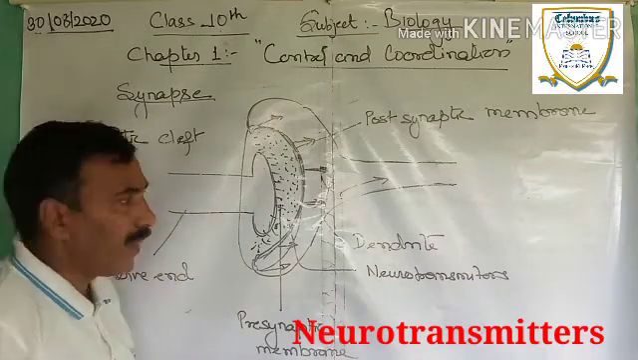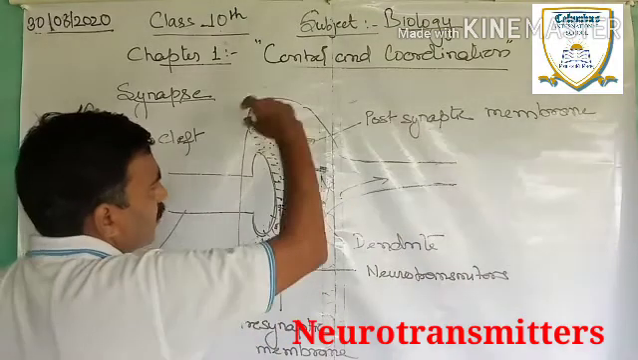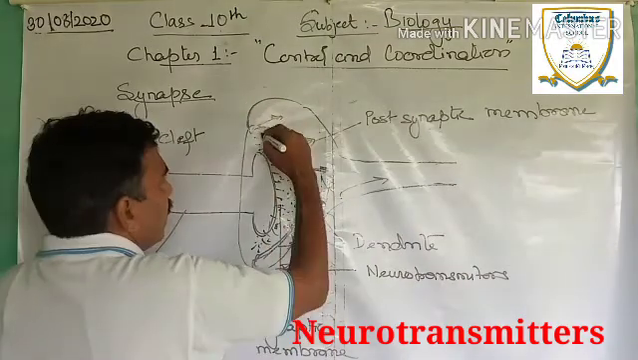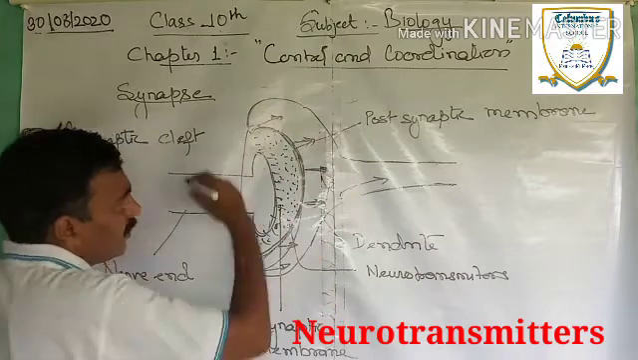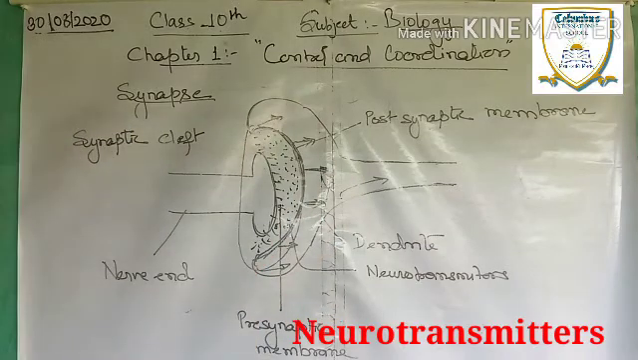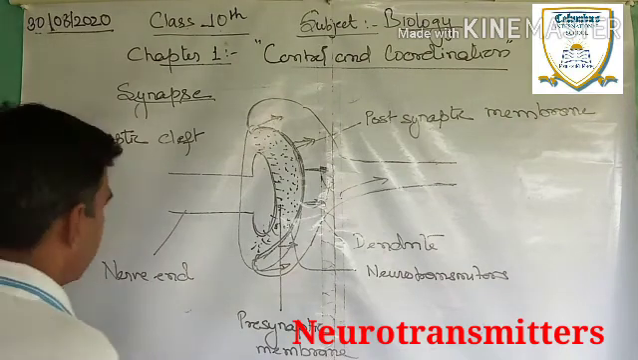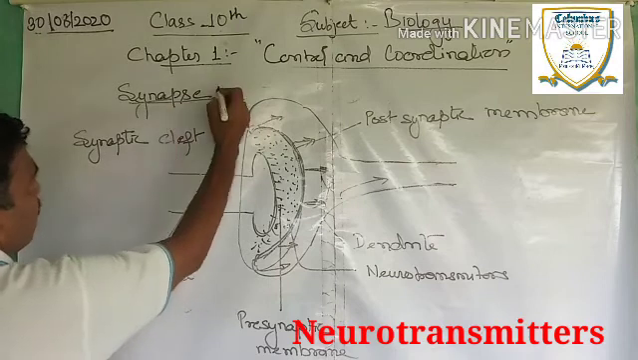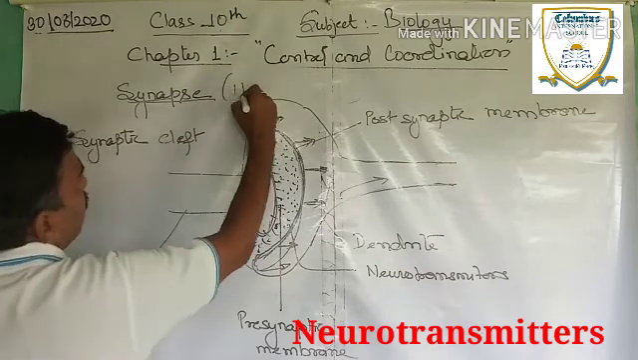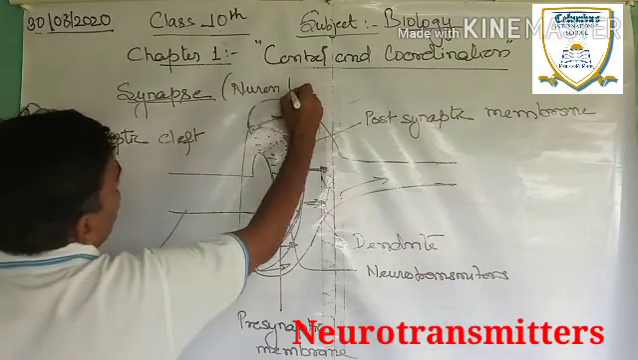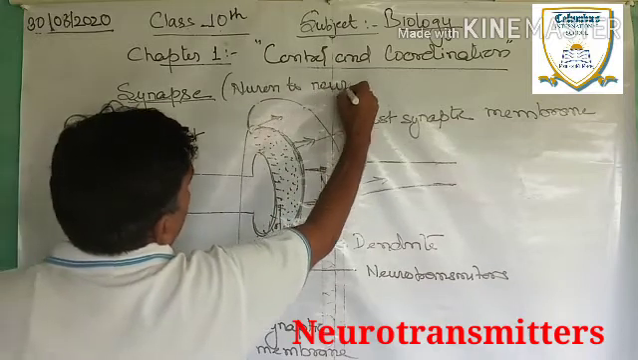chemical impulse. Now, this portion is called synaptic cleft, and this junction is called synapse. Is it clear? Now, let me explain one another junction. This is one type of junction. Synapse is the junction, you can say, neuron to neuron.